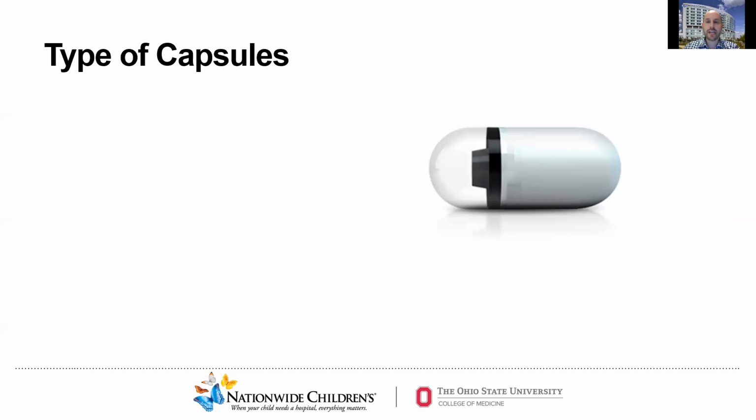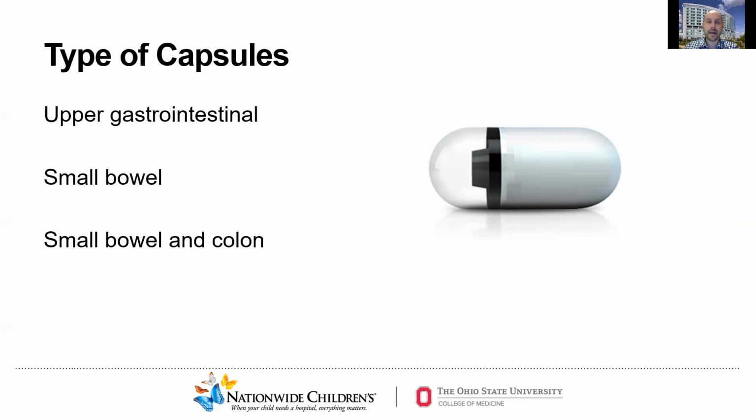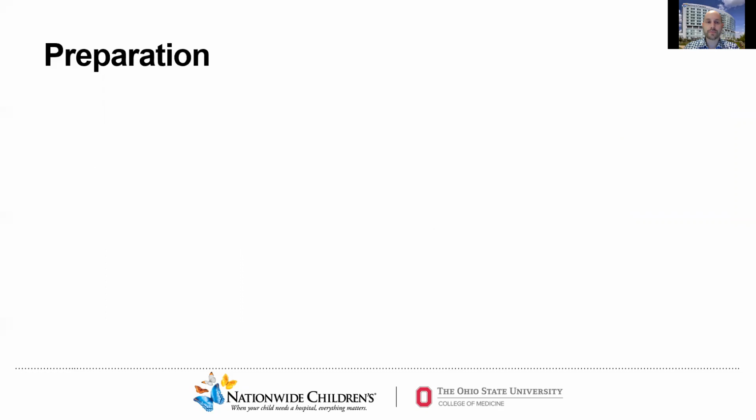There are multiple different types of capsules. Some are designed for use in the upper gastrointestinal tract. Some are designed for use in the small bowel, and some can capture images in the small bowel and the colon. Today we will be talking mainly about capsules used for the small bowel.